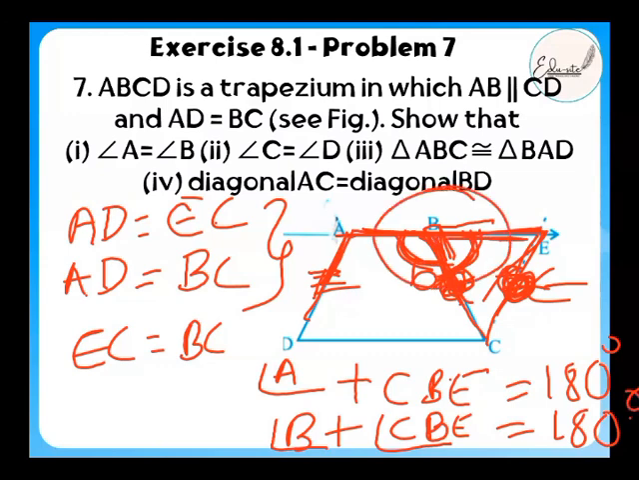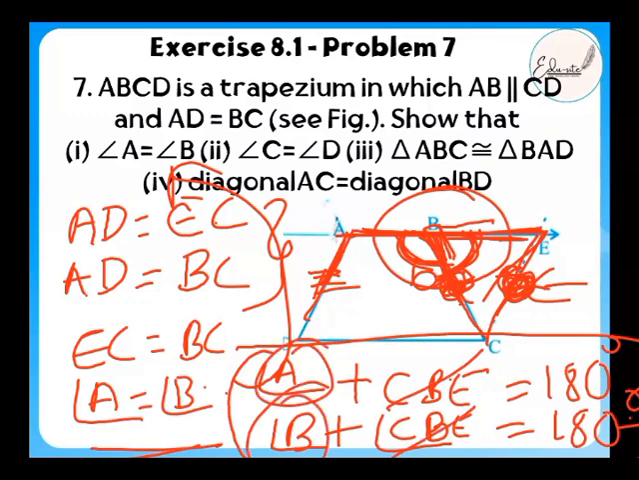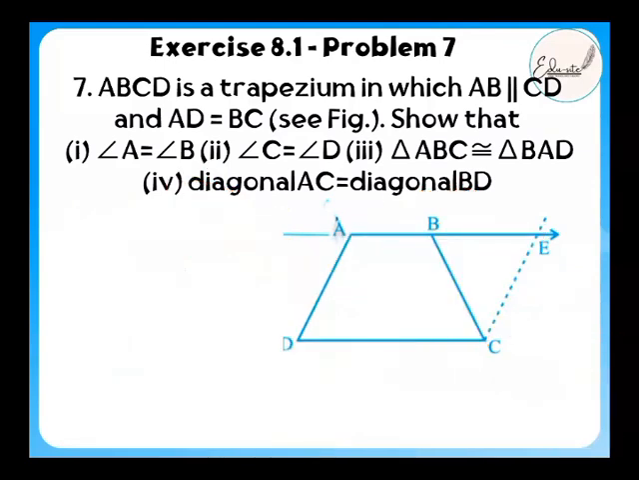So when you add these two, you also know that angle A is equal to angle B. It is already given. So this is the thing that you have to prove: angle A is equal to angle B. How did you prove this? You just have to add or subtract these. If you subtract, 180 minus 180, you'll get angle A is equal to angle B. You just have to substitute in both of the equations.